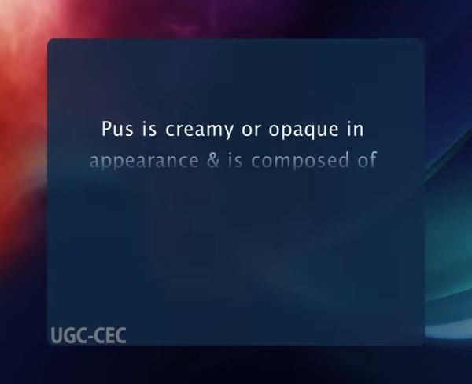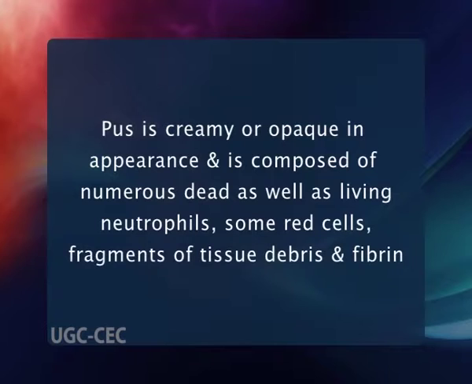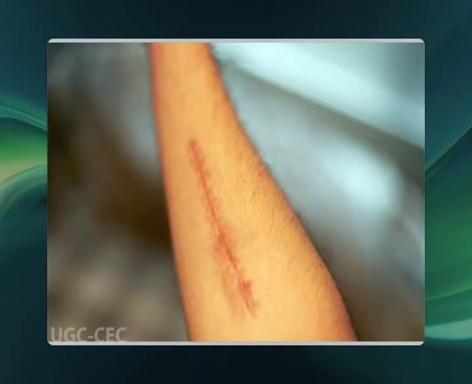Microscopically, pus is creamy or opaque in appearance and is composed of numerous dead as well as living neutrophils, some red cells, fragments of tissue debris and fibrin. In old pus macrophages and cholesterol crystals are also present. An abscess may be discharged to the surface due to increased pressure inside or may require drainage by the surgeon. Due to tissue destruction, resolution does not occur, but instead healing by fibrous scarring takes place.